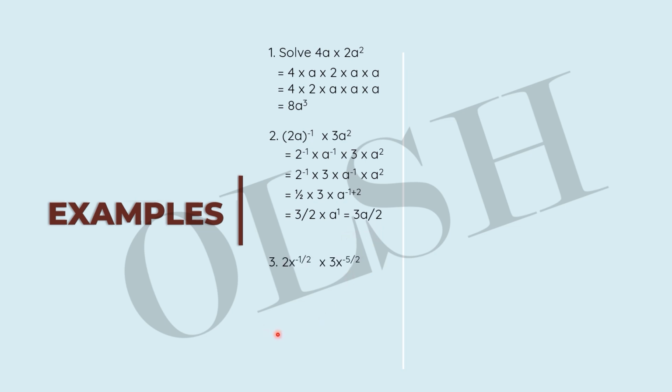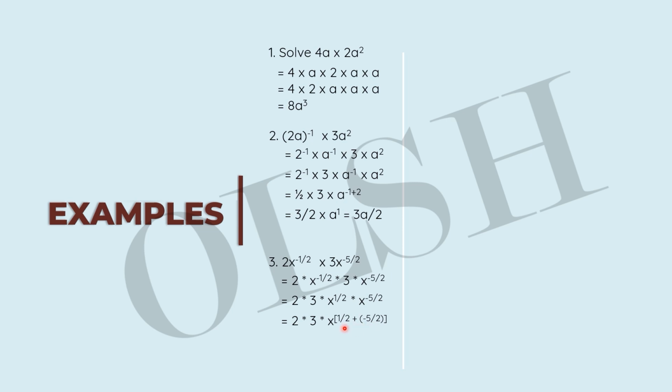Okay, so next we have 2x raised to the power of minus half times 3x raised to the power of minus 5 over 2. Alright, so if we expand this, we'll be having 2 times x raised to the power of minus half times 3 times x raised to the power of minus 5 over 2. And if we take like terms, we're going to be having 2 times 3 times x raised to the power of half times x raised to the power of minus 5 over 2. If we simplify this, we'll be having 2 times 3 times x.